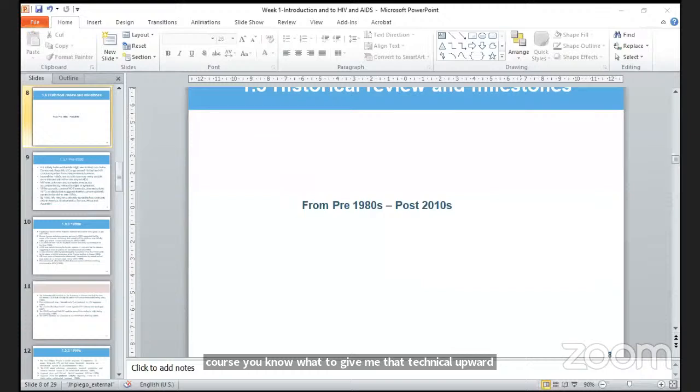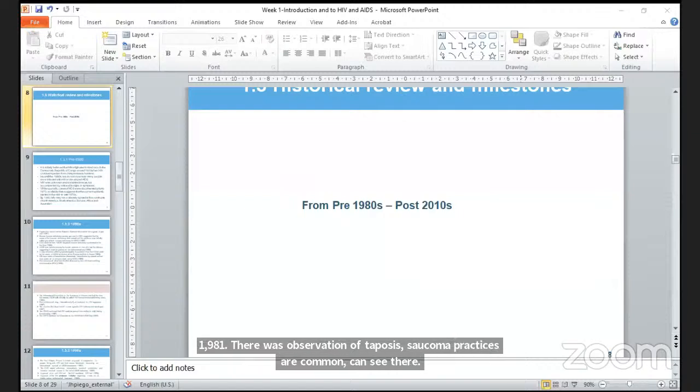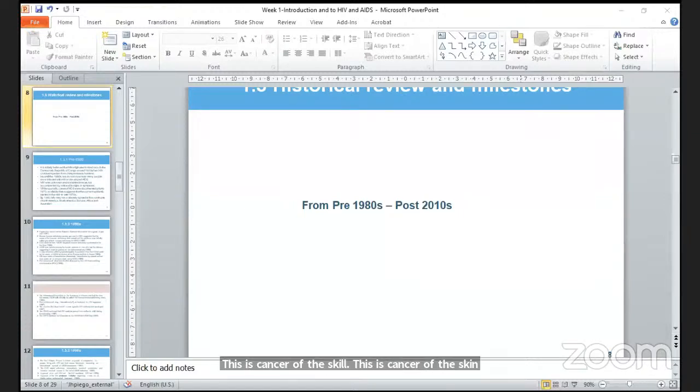We are doing it as a general course, so you're not going to dwell so much on the nitty-gritties of everything. But all the same, in 1981, there was observation of Kaposi sarcoma. Kaposi sarcoma, you can see there. This is cancer of the skin. So what about it as far as this area is concerned? It basically means that it was being noticed that those people who were having Kaposi sarcoma were gay. Those people who were having the skin cancer were gay. So the medics, the clinicians, were beginning to notice this.